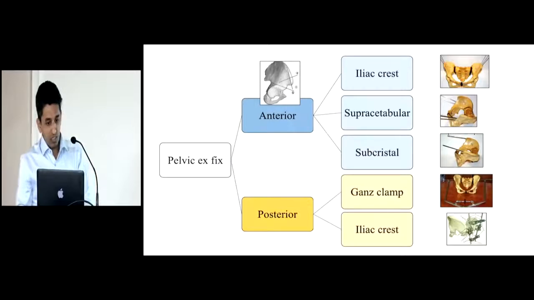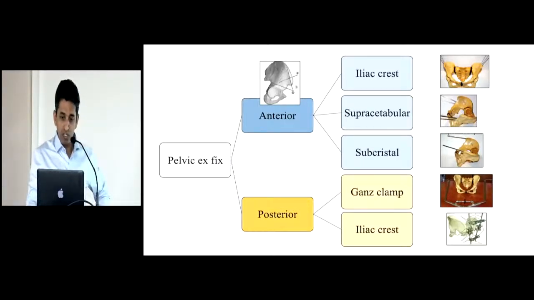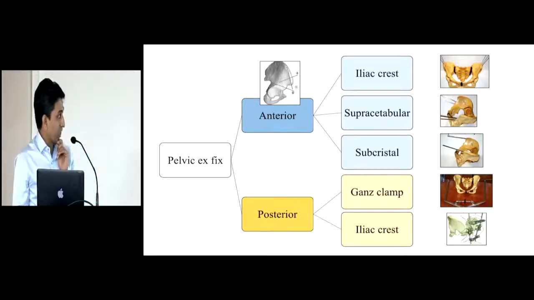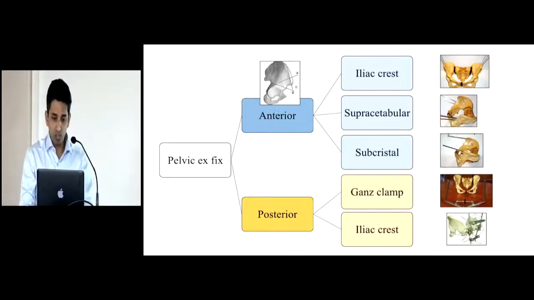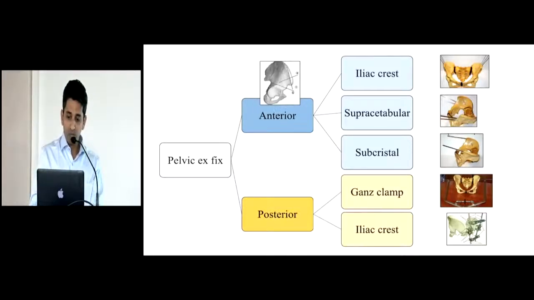So pelvic external fixators can be broadly classified into anterior and posterior. The anterior ones are basically classified based on where you get the anchorage point. So anterior anchorage points can be in the iliac crest, they can be in the supraacetabular area, or they can be in a subcrestal area. Posterior anchorage point can be the Ganz clamp, which was used in the past, or sometimes, rarely, we can do the posterior external fixator, where we get anchorage into the posterior part of the iliac crest.